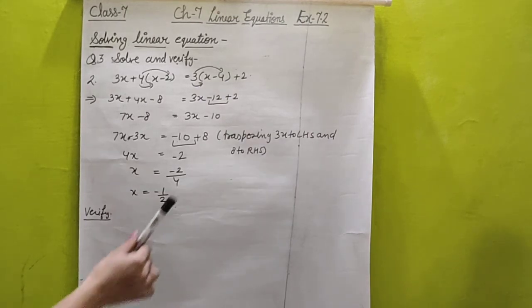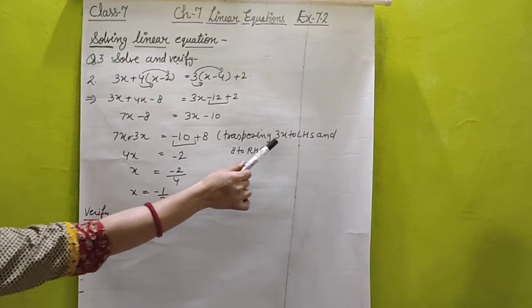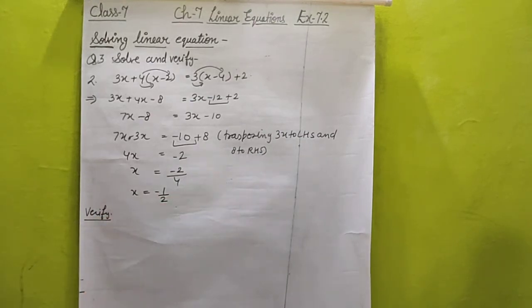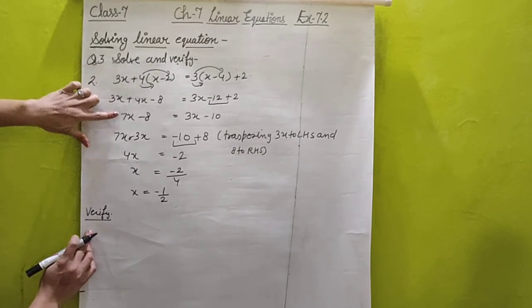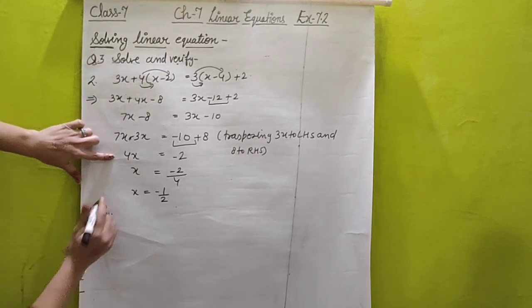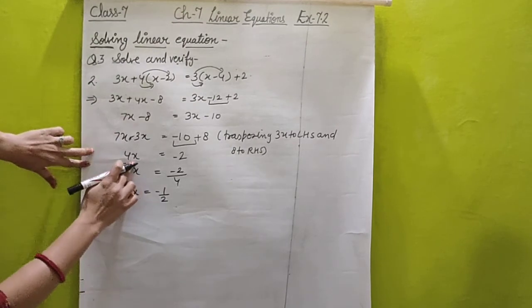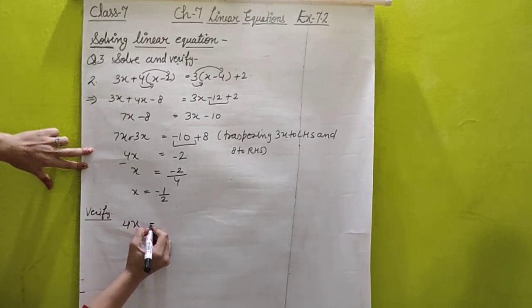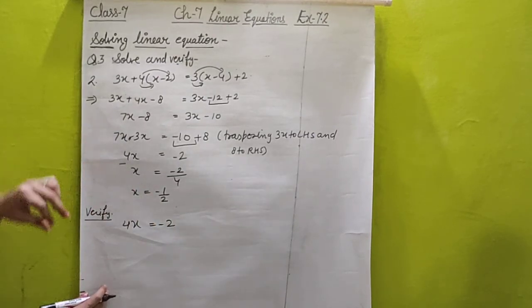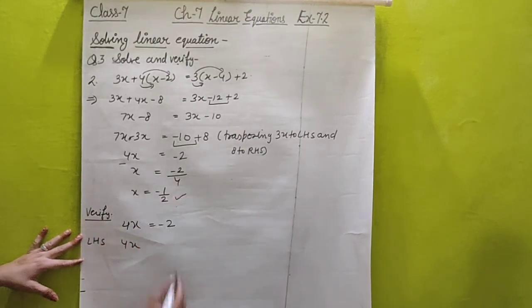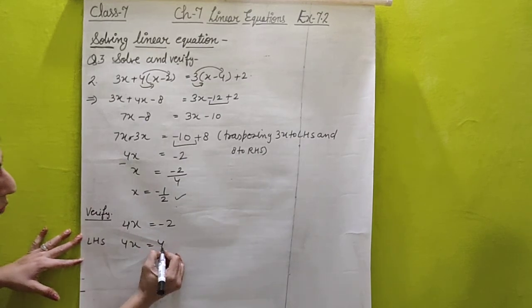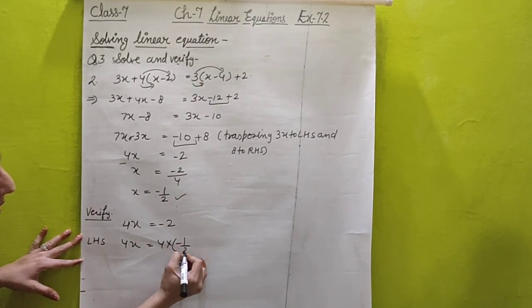Students, like this you are to write: transposing 3x to LHS and 8 to RHS. Okay. Now verify. Any of the equations up to here you can take to verify. So I am taking this one: 4x is equal to minus 2. This is the LHS. Now LHS is 4x. And what is the value of x? Minus 1 by 2. So 4 multiplied by minus 1 by 2.